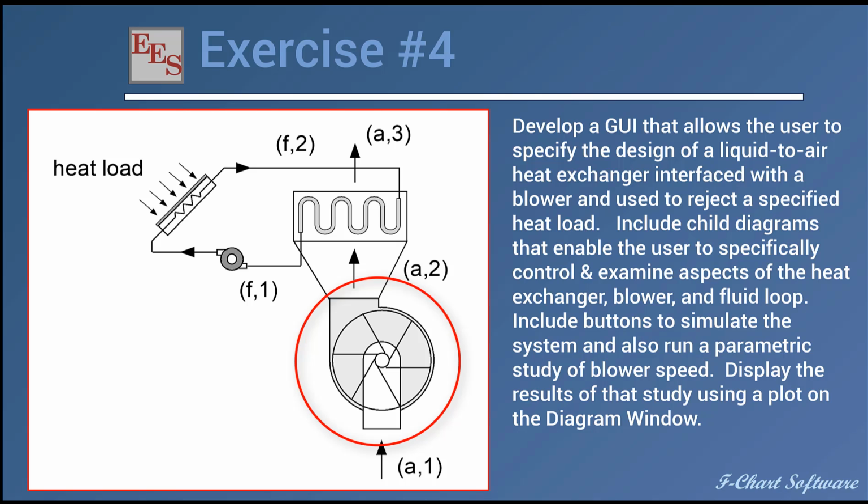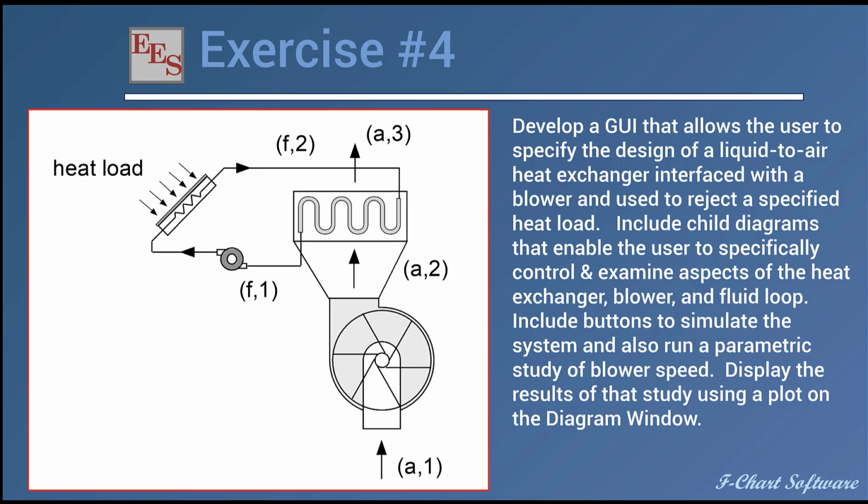So what you need for this is a main diagram window that you can specify the heat load, and then several child diagram windows that allow you to specify things about the fluid loop, so the flow rate and the type of fluid, the heat exchanger here, so what's its size, what's the geometry, and then the blower, so what is the size of the blower and how fast is it going.